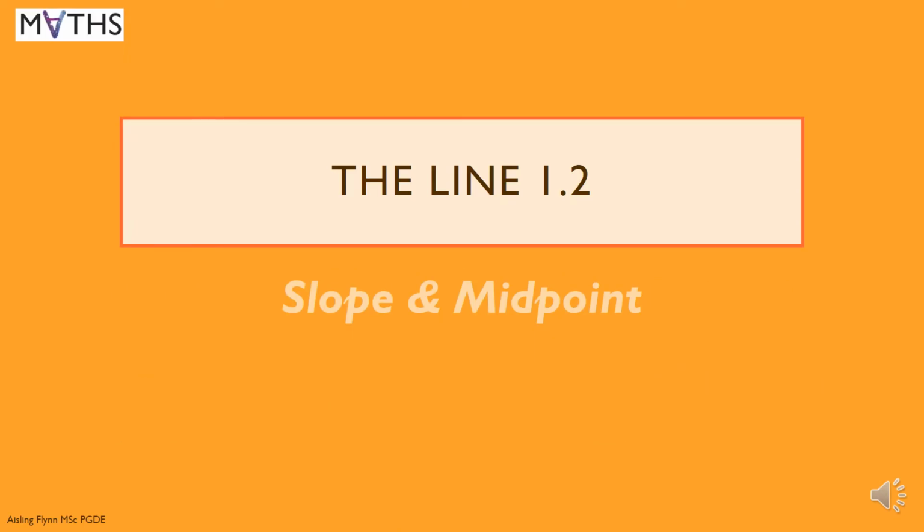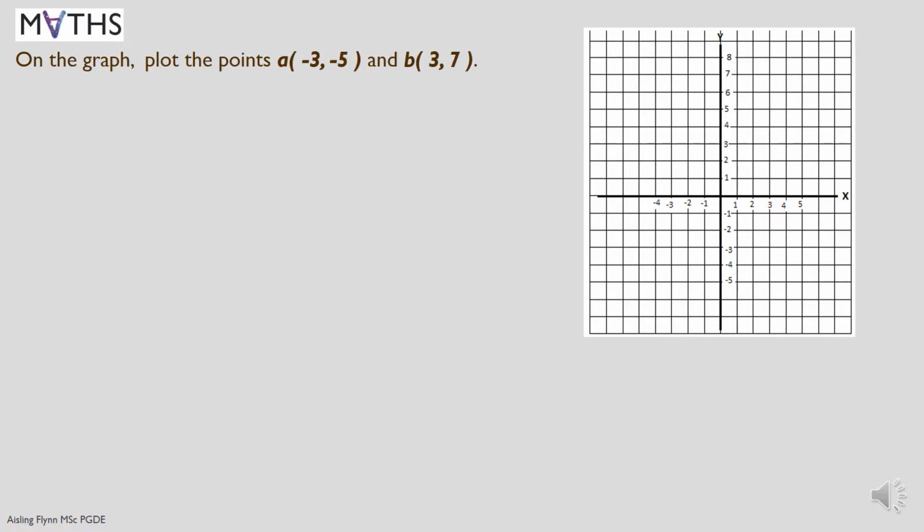This is the line 1.2 slope and midpoint. On the graph, plot the points A and B. So A is -3, -5, and we can label it here with the letter A. And B is 3, 7. We can label that with B.